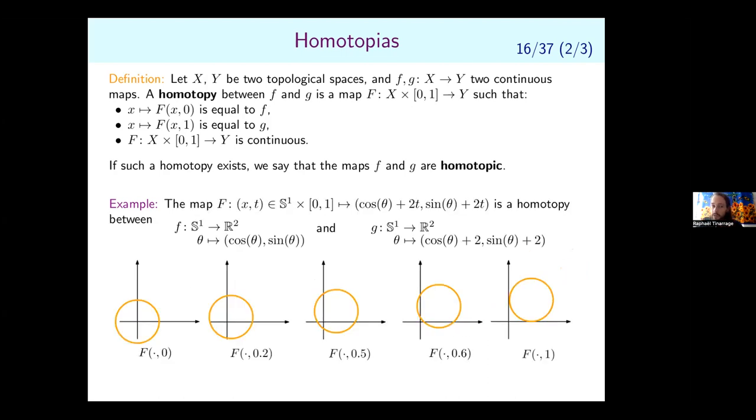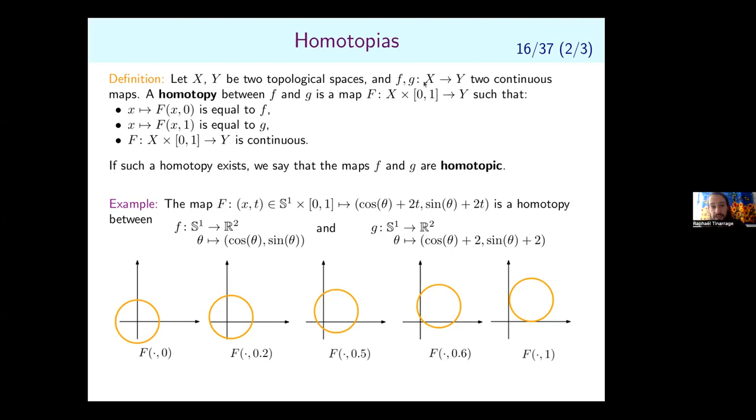Let me give you another example. The map F now is a map from S1, the circle, to the plane. And this is simply the usual embedding of the circle, seen as a subset of the plane, right? And my second map, G, is also an embedding of the circle, but translated, right? Now the center of the circle is the point (2, 2). And I can define a very simple homotopy between F and G, simply this translation, right?